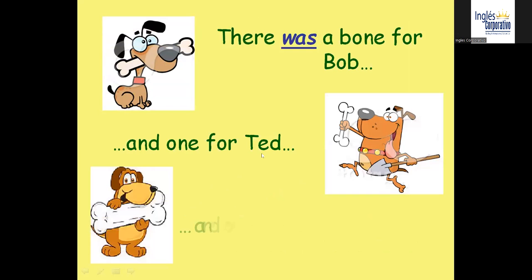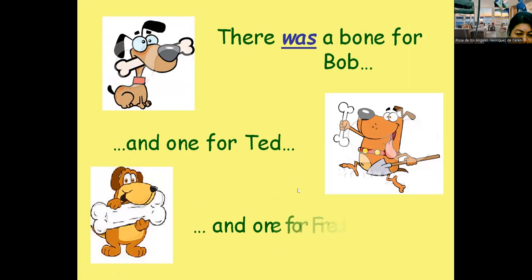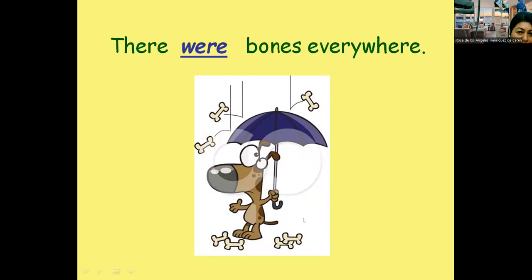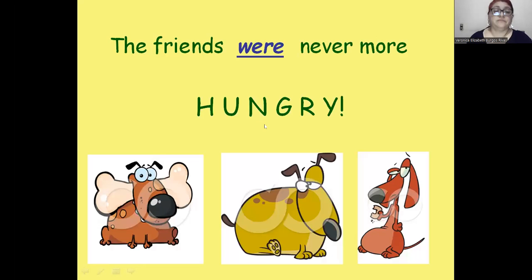Okay. Continue with this, Rosa. There was a bone for Bob and one for Sally. And one for Bill. Okay. Continue, Rosa. There were bones everywhere. Okay. And Veronica, go ahead. The friends were never more hungry. Okay, so that's a story about them.